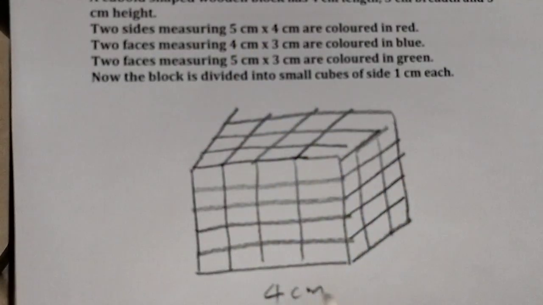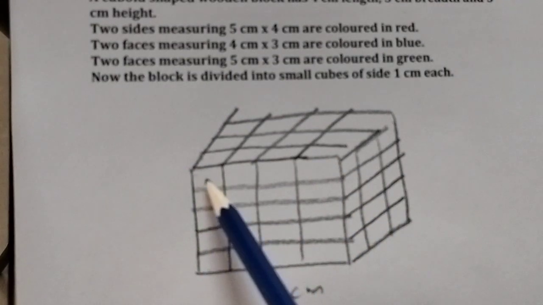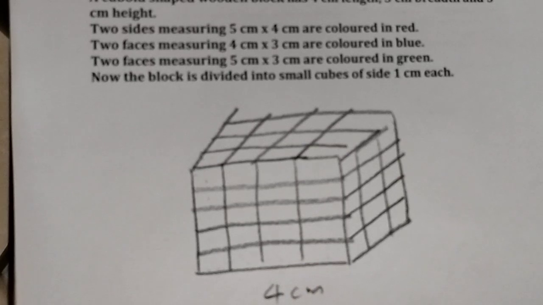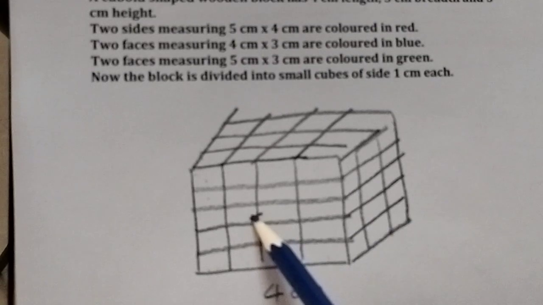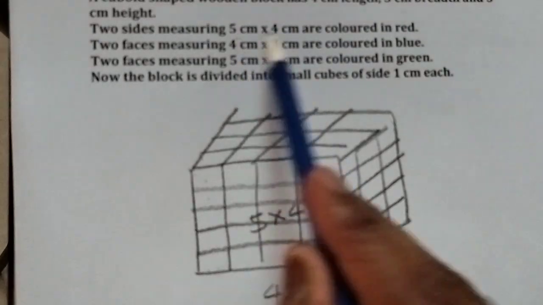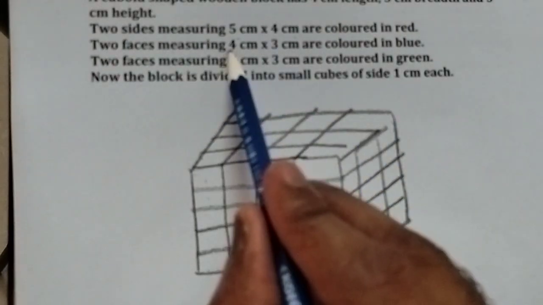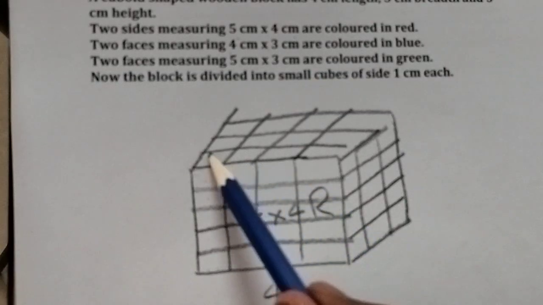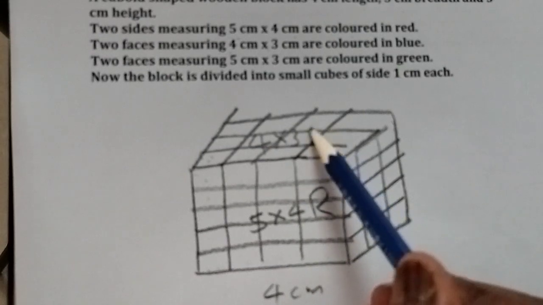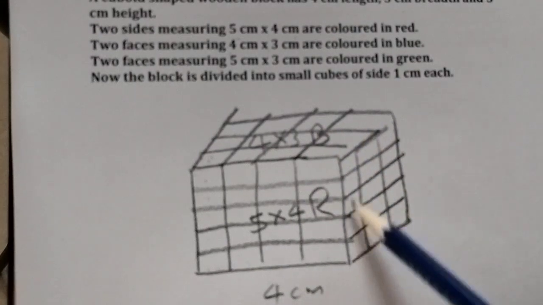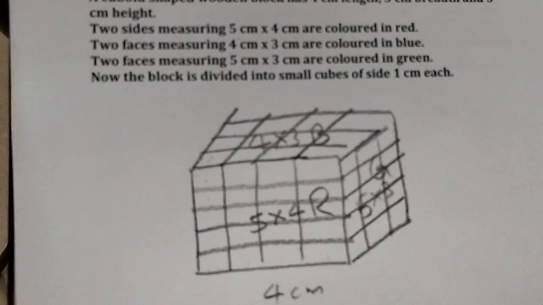See, now this face is 1 2 3 4 5 and 1 2 3 4. The dimension of this rectangle is 5 into 4, and that 5 into 4 is entirely colored with red. Now here 4 into 3, 1 2 3 4 and 1 2 3. This 4 into 3 is colored with blue. And next, this 5 into 3 is colored with green. Okay, now this is the cuboid.